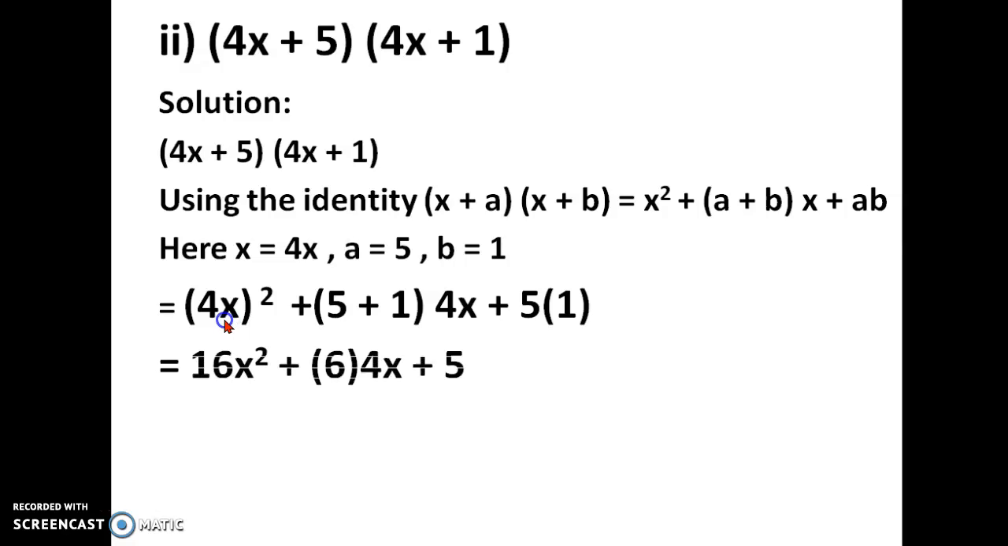So 4x, 4 square you will get 16. So 16x square plus 5 plus 1, okay, that is 6, and already x value is 4x here. So that is only outside 4x here. Then 5 into 1, that is simply 5. Then this one alone you have to multiply. So 4 into 6 is 24. Okay, that's the final product value we will get.